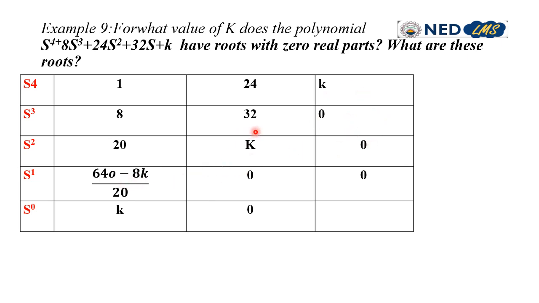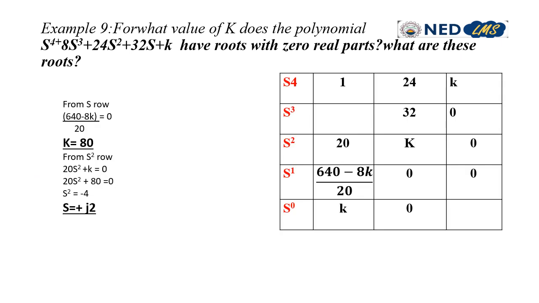And (640 minus 8k) multiplied by k upon (640 minus 8k) upon 20 will be equal to k. So we have completed the Routh table. Now we'll find the value of the imaginary roots.